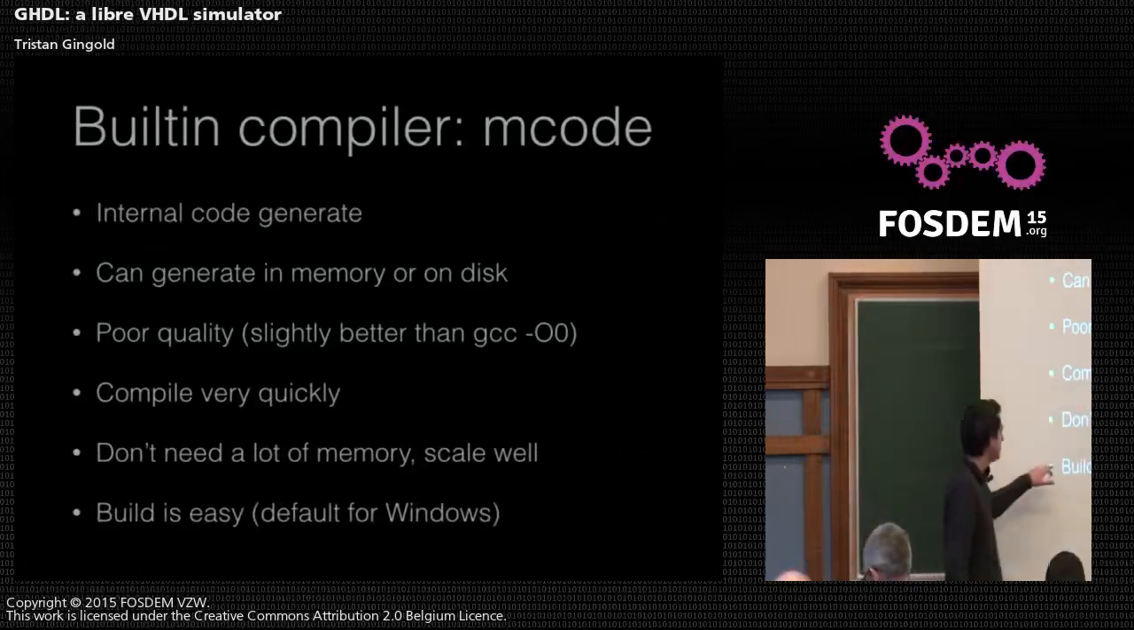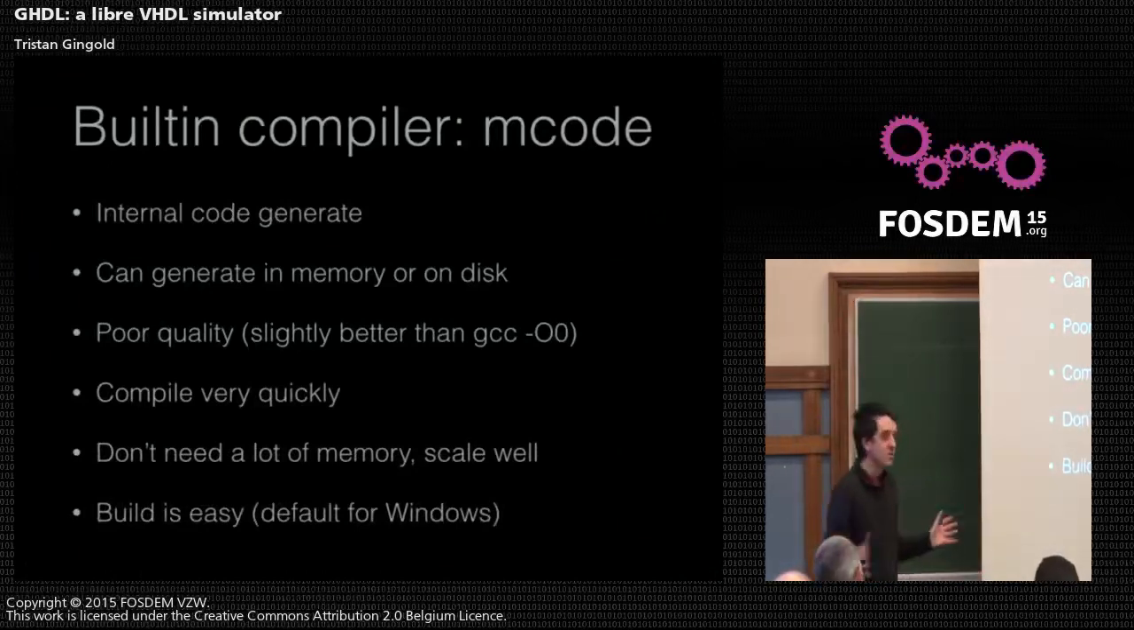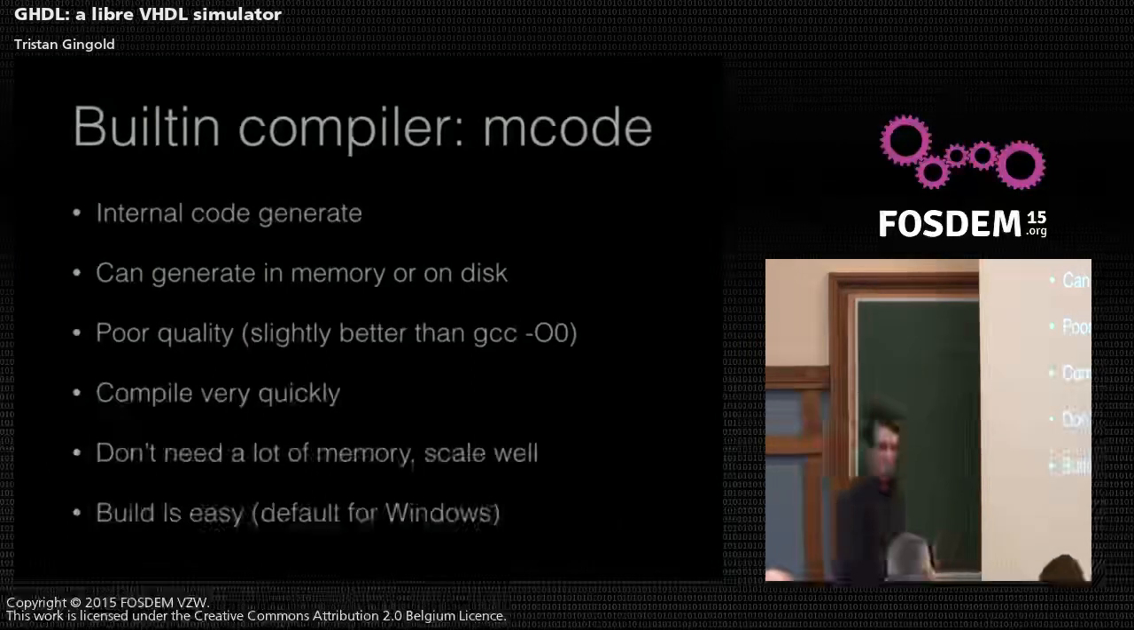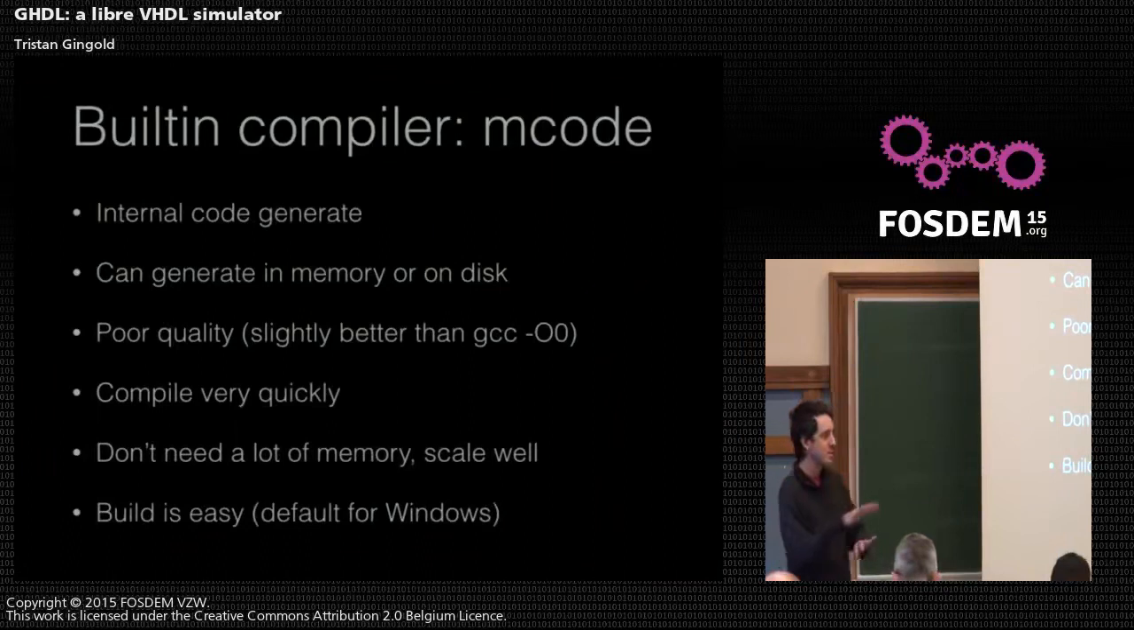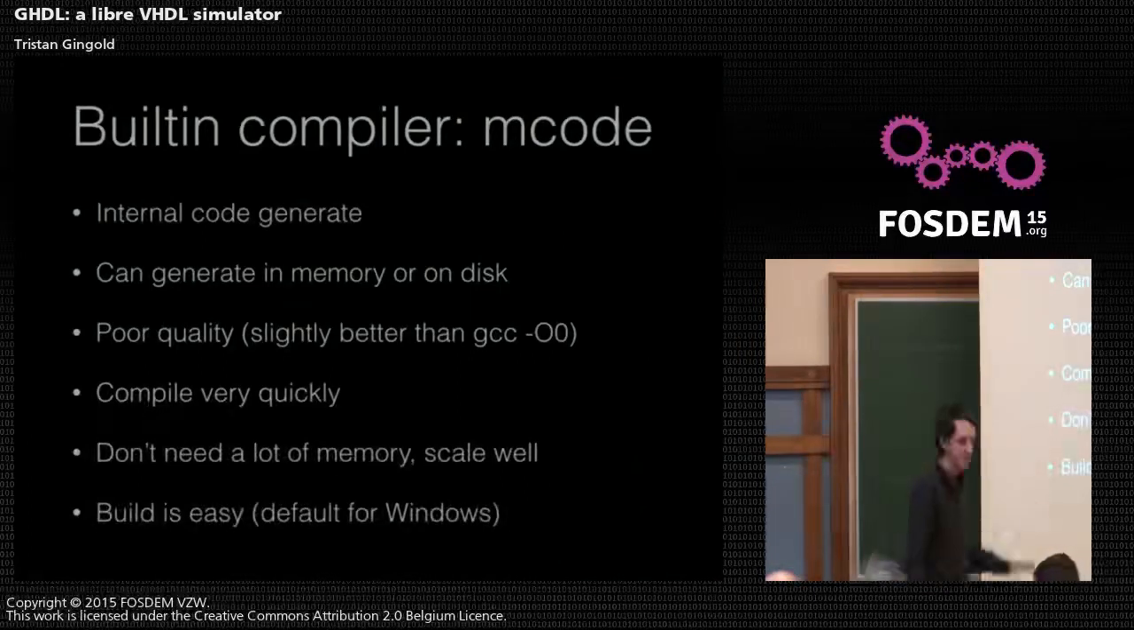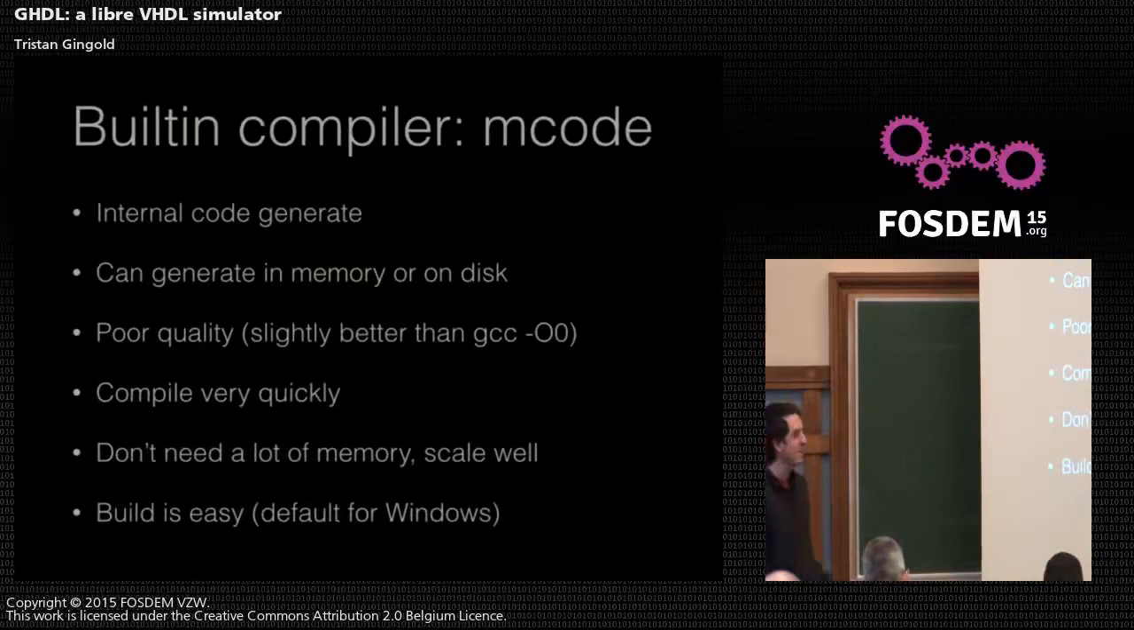And the build is very easy. You just download, configure, make, and it works. Which is much easier than downloading also GCC, configuring GCC, and mixing the sources. The build is very easy. We have made an effort to have an easy build of GHDL. It's much easier than previously.